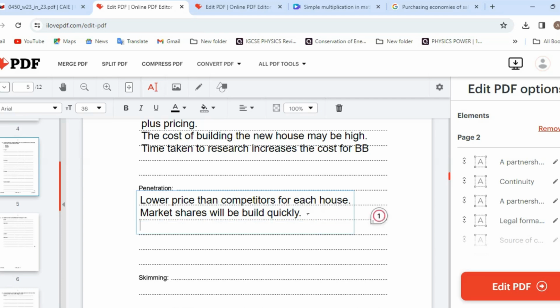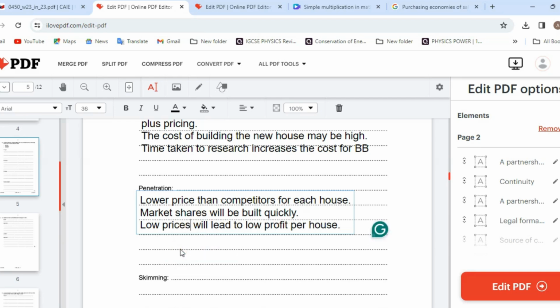Let's choose one disadvantage here before we move to the skimming pricing method. Of course, as we all know, low price will lead to low profit for BB when he's building his house. Low price will lead to low profit per house.